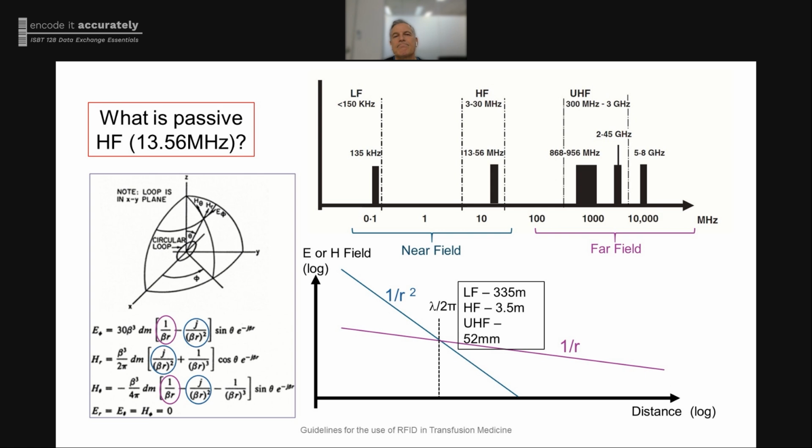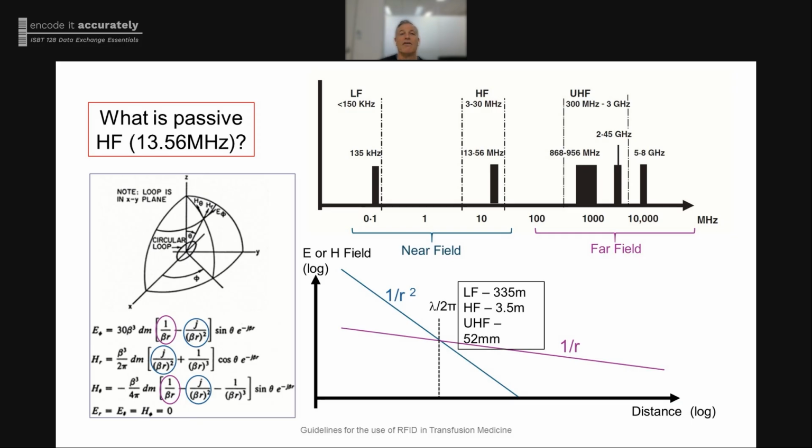So let's start with what the term passive means. This means that the tags have no internal power source, such as a battery, and derive their power solely from the reader's interrogation field. Now, what is HF and why was it chosen from all of the available RFID frequencies?